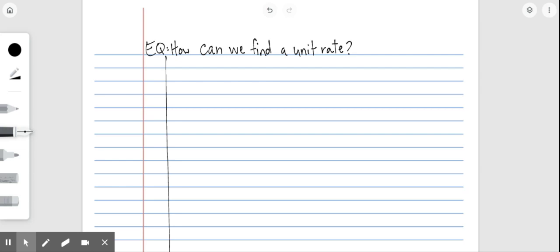Alright, beautiful people. So today we're talking about unit rate again. Our essential question is, how do we find a unit rate? So we talked yesterday about what a unit rate was. How do we find it?